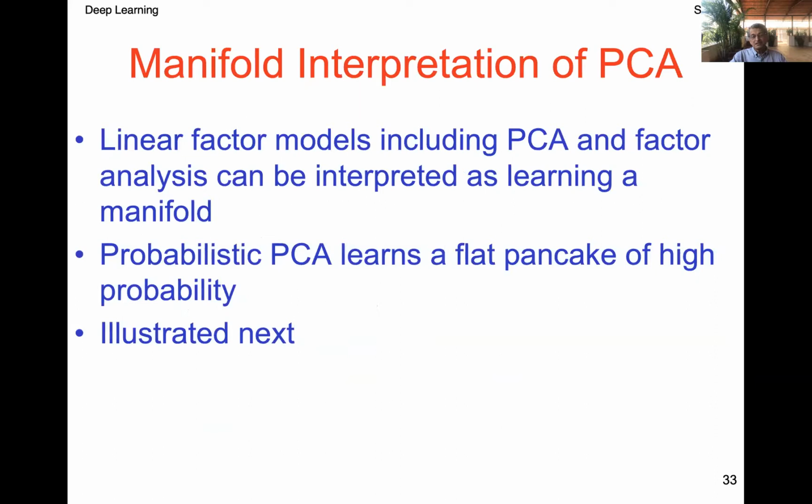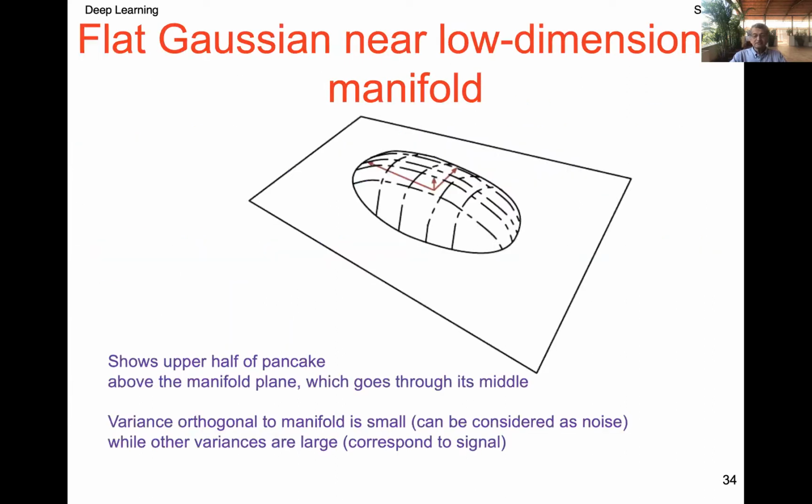The last part is the manifold interpretation of PCA. Linear factor models, including PCA and factor analysis, can be interpreted as learning a manifold. Probabilistic PCA learns a flat pancake of high probability. So a flat Gaussian with a low dimensional manifold.